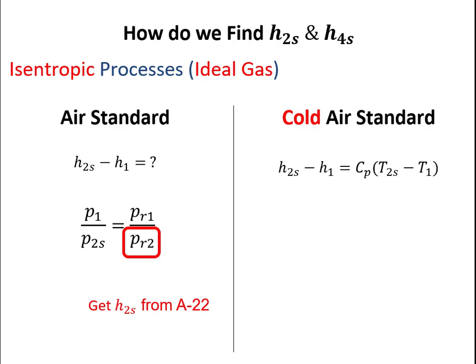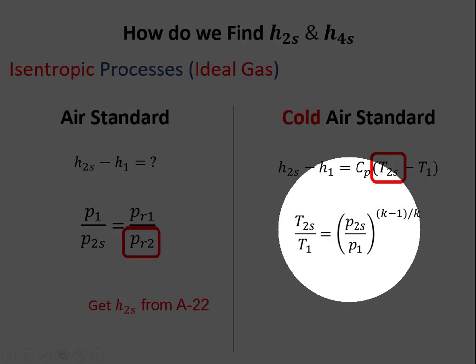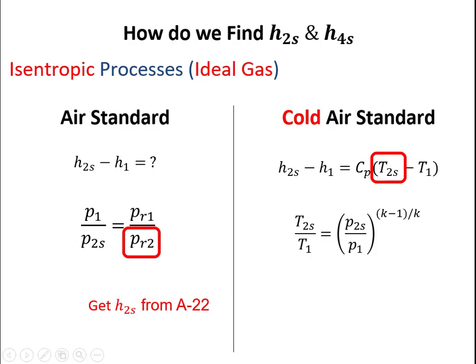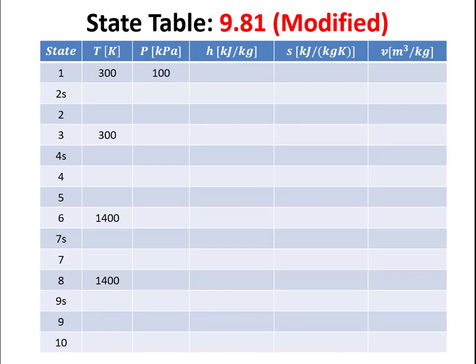If this was a cold air standard problem, I wouldn't need to find the enthalpies. Instead, I just want the temperatures. So I can remember that delta H is equal to Cp times delta T. I need to know T2s, the temperature at the end of an isentropic compression. So I remember that this is a problem where the working fluid is air, and I know the pressure ratio, and I'm looking for an equation with k in the exponent. I can only apply it when the process is isentropic, but this is an isentropic compression, so I can use this to find T2s.